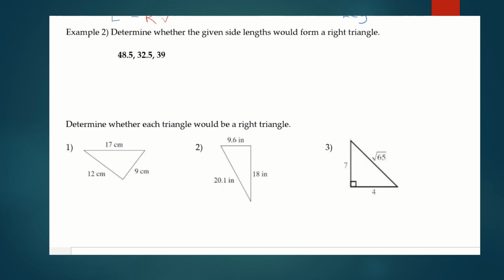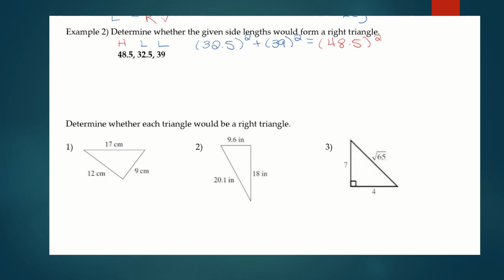All right, so the first thing we need to do is identify what two sides represent the legs and what side represents the hypotenuse. So the legs are the smaller two sides. So the two smaller sides are 32.5 and 39. The largest side, or the longest, I should say, the longest side is 48.5. So that's going to be our hypotenuse. So plugging these values into the Pythagorean theorem, here are my legs. Here's my hypotenuse.